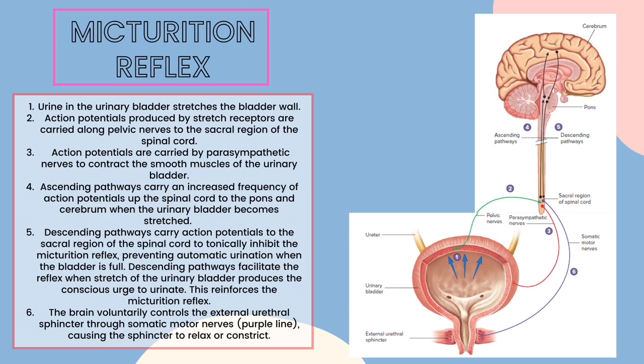And lastly, the brain voluntarily controls the external urethral sphincter through somatic motor nerves, which we can see here as the purple line, causing the sphincter to relax or constrict.